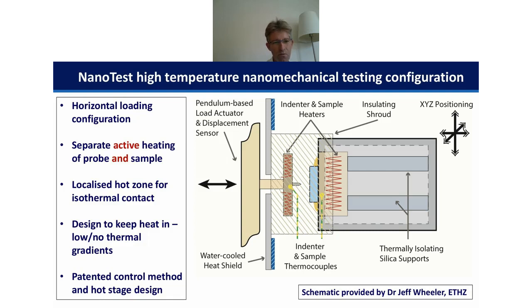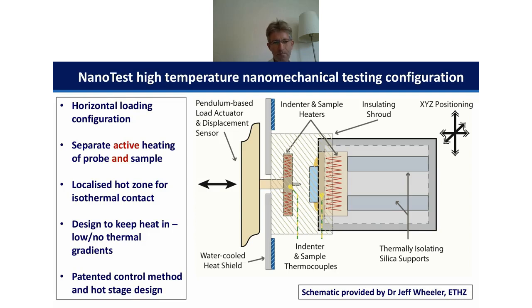By doing this, with this sort of hot stage device and with this shroud, we can achieve what we call a localized hot zone for an isothermal contact. Throughout the shaded area that you see there, we have a relatively constant temperature. It's designed not to dissipate the heat, but to keep the heat in that zone to minimize any thermal gradients within it.